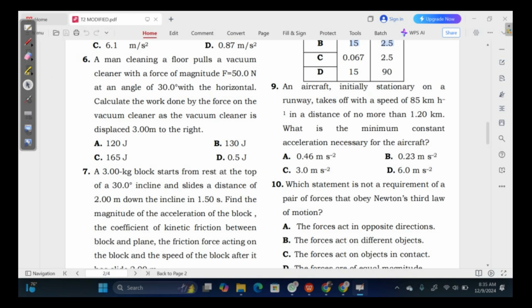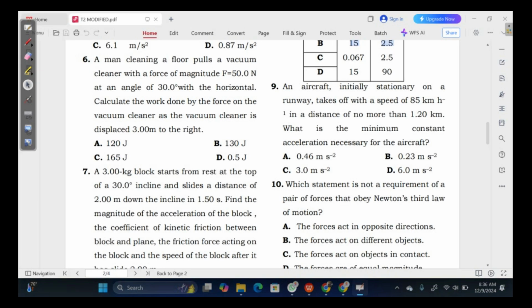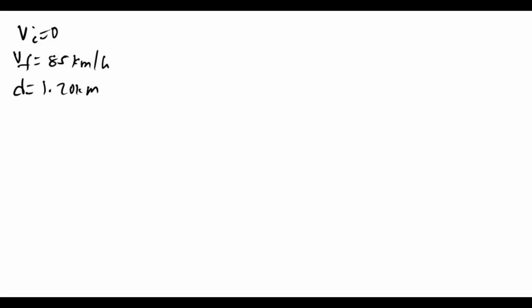And at a distance of not more than 1.2 kilometers. So d is 1.20 kilometers. It's up to you whether you want to change these things into meters per second, or you can do it directly and then just convert the acceleration. The question is asking us the acceleration. Do we convert first, or do it the way it is and convert the acceleration later? Let's just convert it like that.